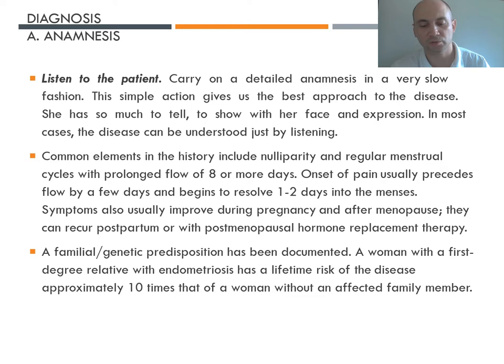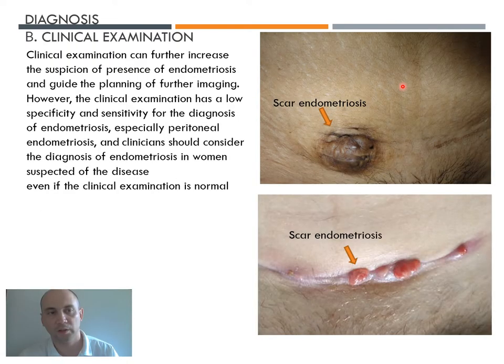A woman with a first degree relative with endometriosis has a lifetime risk of the disease approximately 10 times that of a woman without an affected family member. Clinical examination can further increase the suspicion of presence of endometriosis and guide the planning of further imaging. However, the clinical examination has low specificity and sensitivity for the diagnosis of endometriosis, especially peritoneal endometriosis, and clinicians should consider the diagnosis of endometriosis in women suspected of the disease even if the clinical examination is normal.